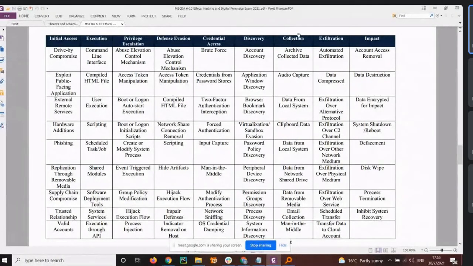Then the next stage is collection, which includes aspects such as collecting archived data, capturing audio, getting data from a system, or downloading clipboard data. By clipboard, we're referring to the location in your computer where a file or text is stored every time you press Control C, which is stored in your RAM. So if you copy your passwords before you log into anything, it's stored by the clipboard for a certain period of time. If somebody downloads your clipboard data, they can get everything you've copied and pasted, which includes your passwords if you've done so before.